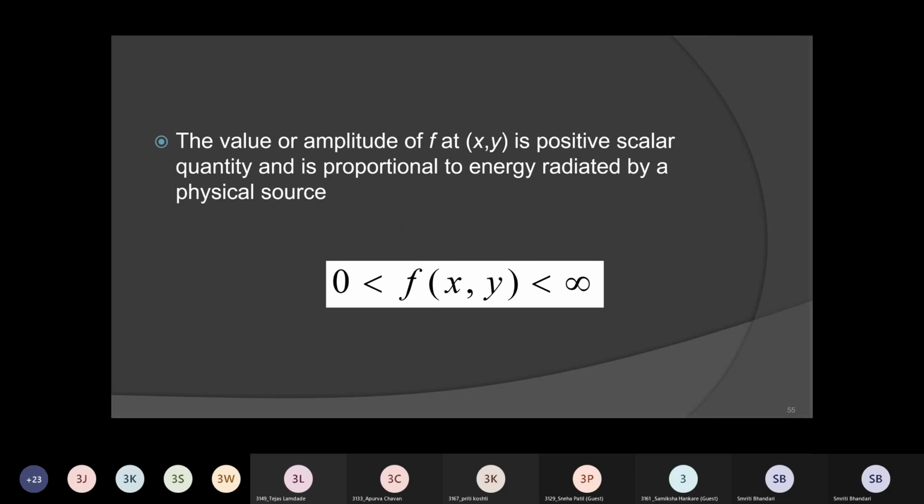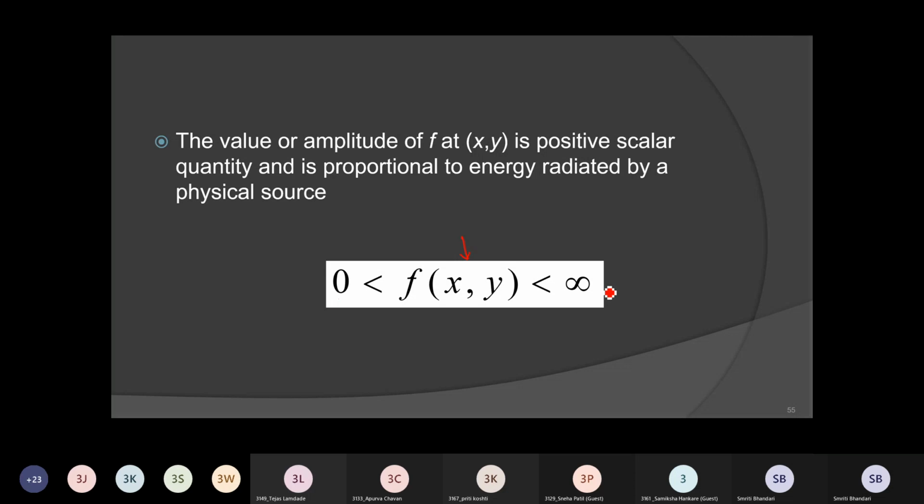Right? So let us assume now that we are having some function f of x comma y and it is representing the image. So the value or the amplitude of f at location x comma y is a positive scalar quantity. It is a positive scalar quantity that lies between 0 and infinity, and it is proportional to the energy that is radiated by a physical source. So we have seen how actually the image is being formed, right?